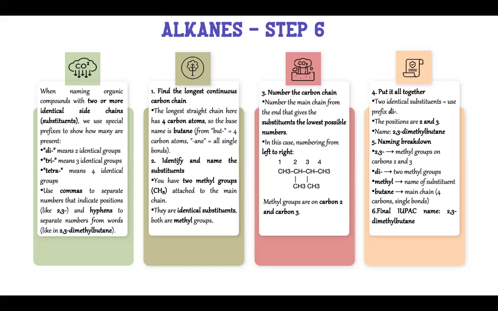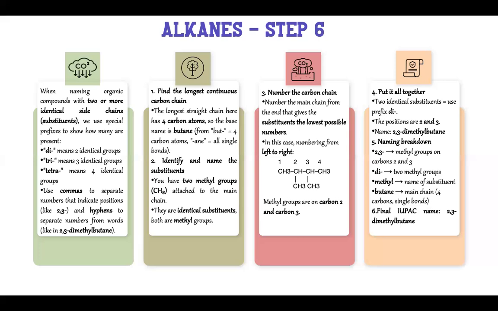Number the carbon chain. When you number the main chain from the end that gives the substituent the lowest possible number. So in this case, numbering from left to right, carbon 1 is CH3, carbon 2 is CH, carbon 3 is CH, and carbon 4 is CH3. Carbon 2 is branched out to CH3, and carbon 3 is branched out to CH3. So methyl groups are on carbon 2 and carbon 3.